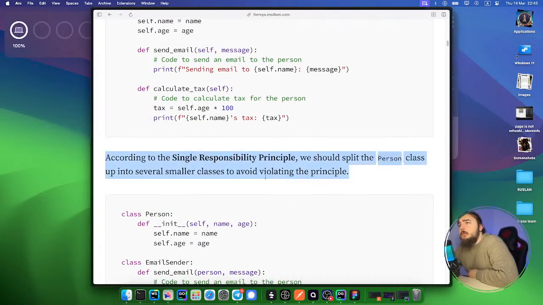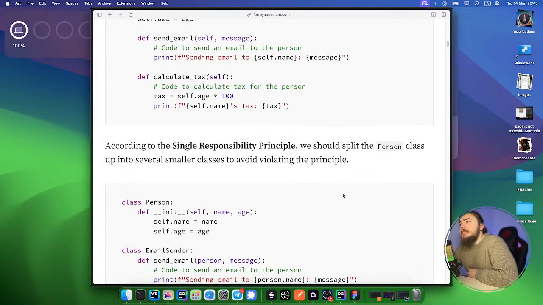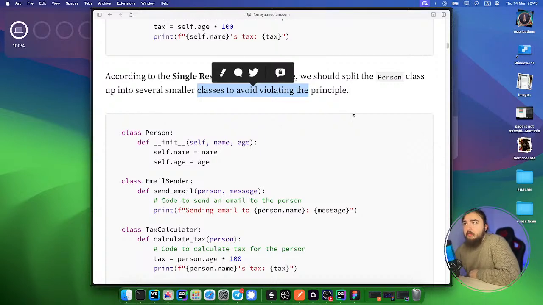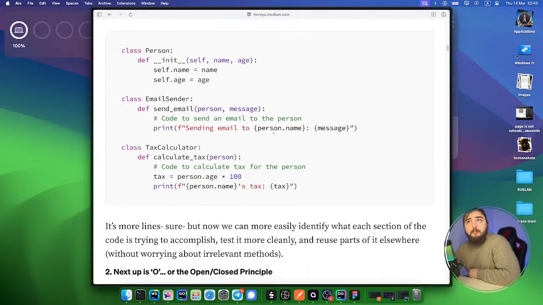According to the single responsibility principle, we should split the person class up into several smaller classes to avoid violating the principle.